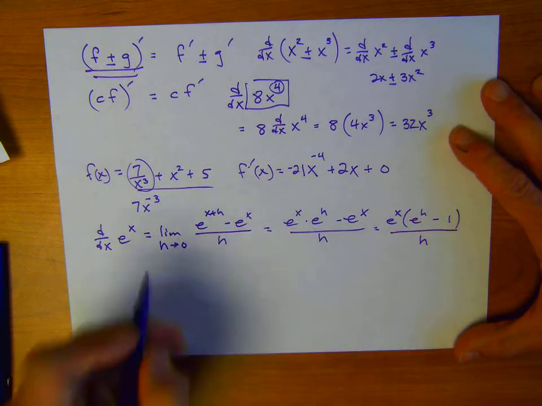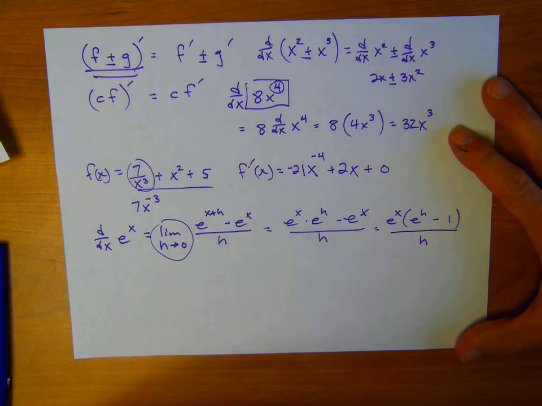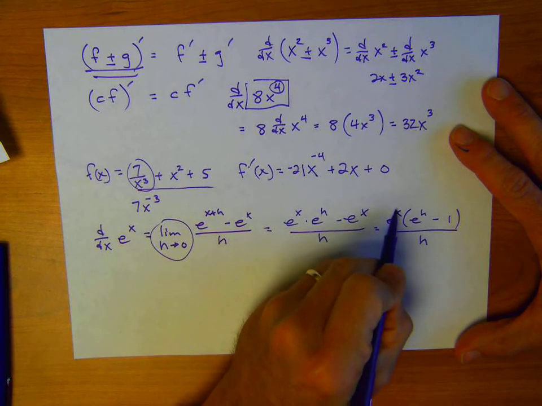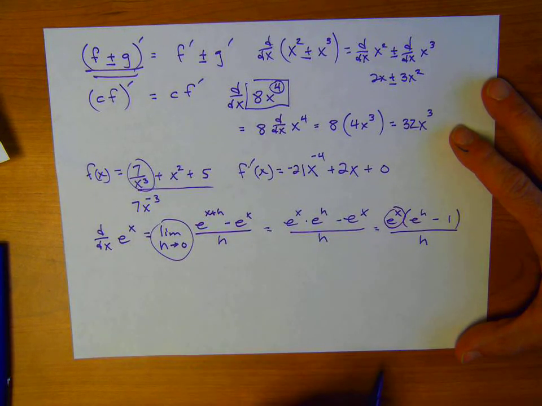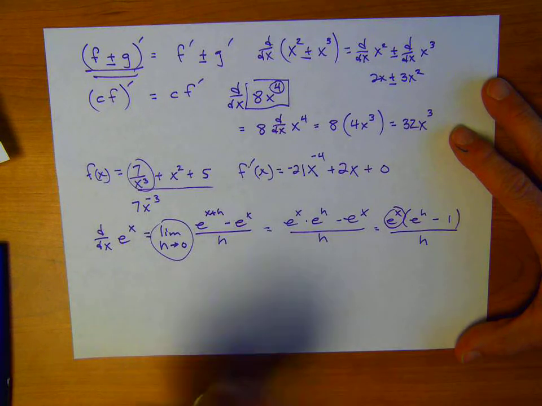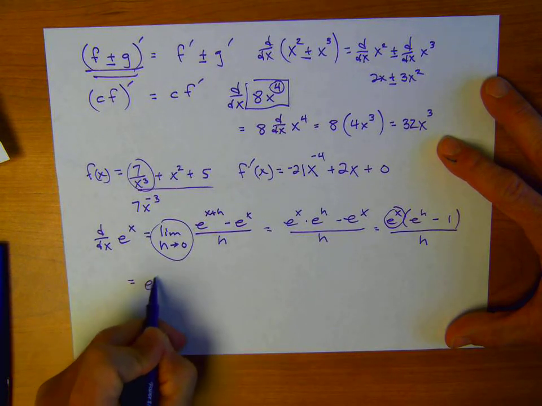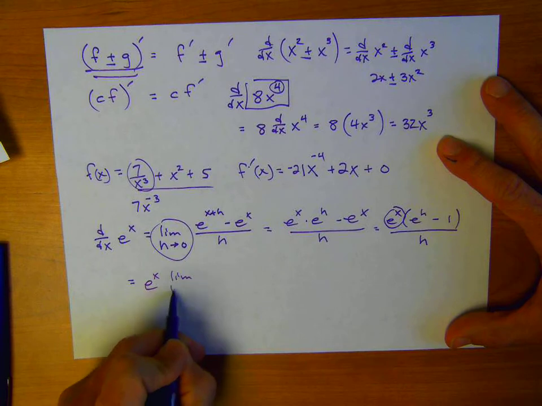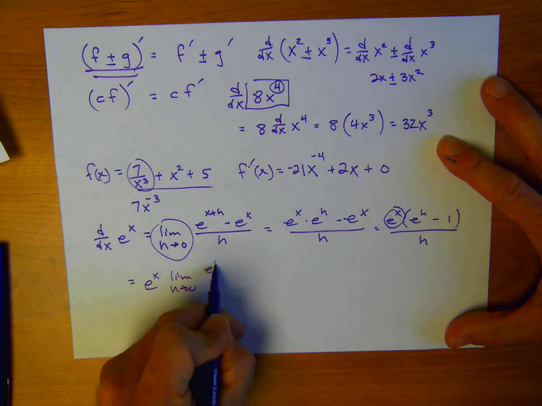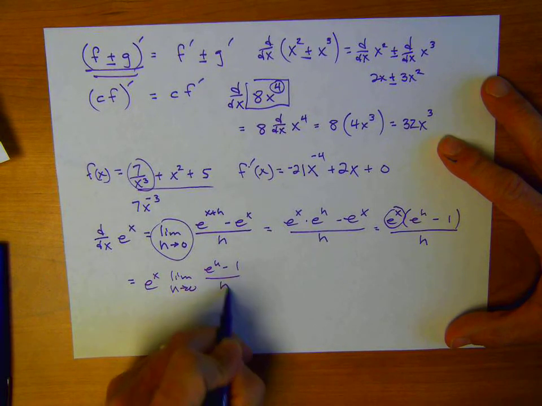Now here's the thing. I'm taking the limit as h goes to 0, so anything that doesn't have an h in it we can think of as a constant. It doesn't move, it doesn't change. This right here is not going to change when h changes because there's no h in it. So I can rewrite this as e to the x times the limit as h goes to 0 of e to the h minus 1 over h.